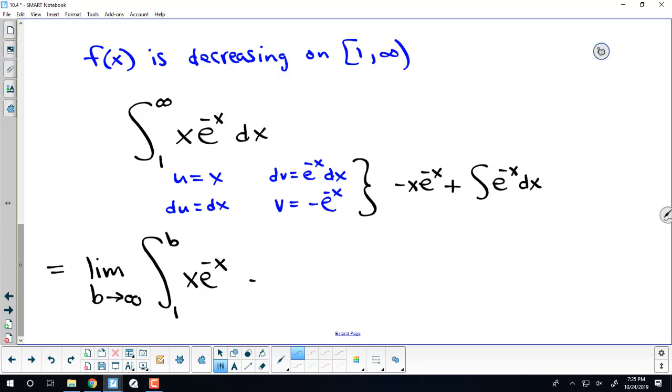So our antiderivative then is negative x e to the negative x minus e to the negative x. Wouldn't that, in the integral, be negative e to the negative x dx? Yeah, that would be a negative, and then it would make... Oh, yeah, okay.